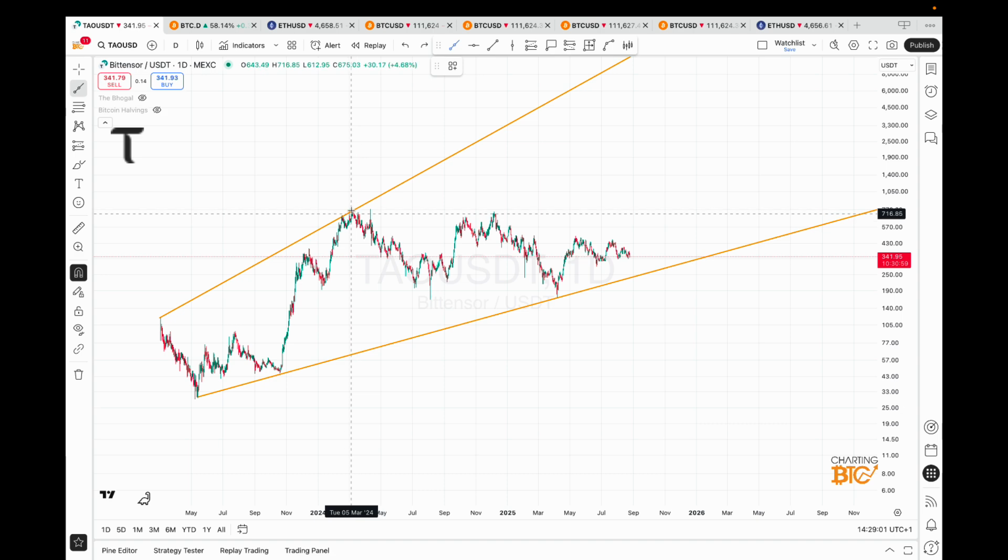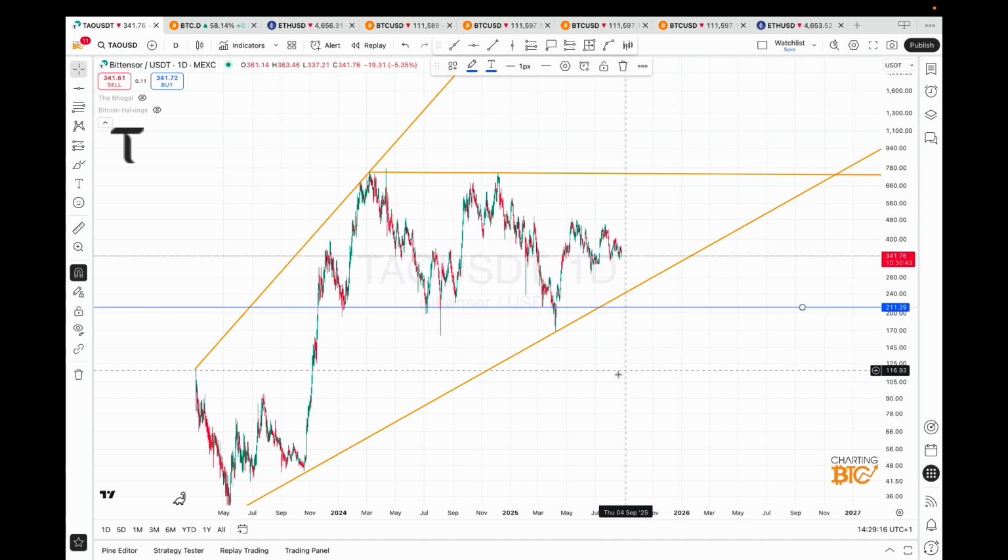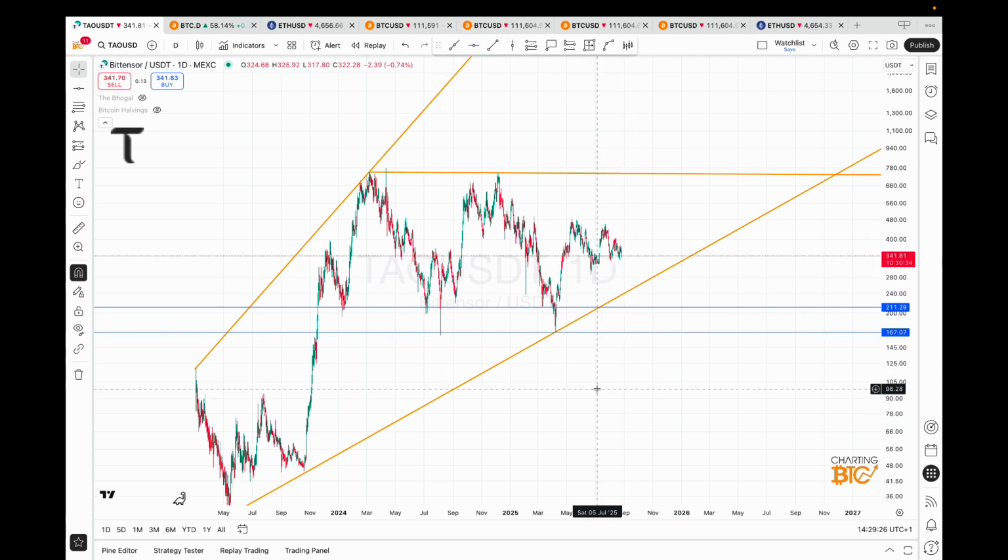Now next I'm going to connect these points here, that top and that top. You could probably also draw some kind of horizontal support there. So there's some kind of channel that we're operating in, and if you want to be even more precise, you could add another one there.